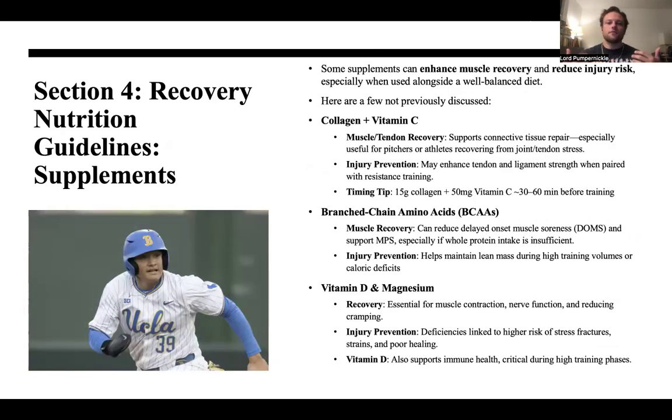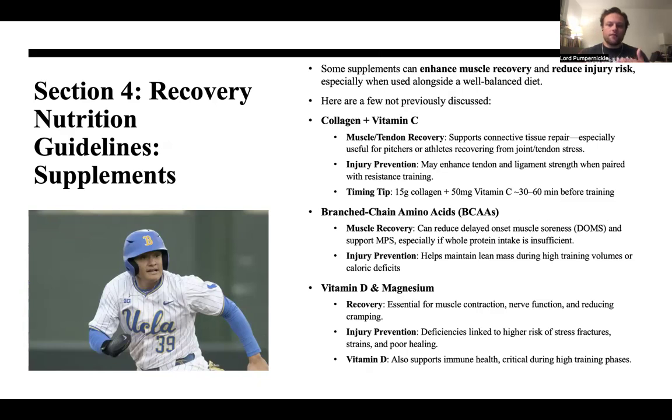Supplements can also be used to enhance muscle recovery and reduce injury risk. Collagen and vitamin C can help with muscle and tendon recovery, connective tissue repair, injury prevention with tendon and ligament strength. And a good timing tip for collagen and vitamin C is 15 grams of collagen, 50 milligrams of vitamin C, 30 to 60 minutes before training.